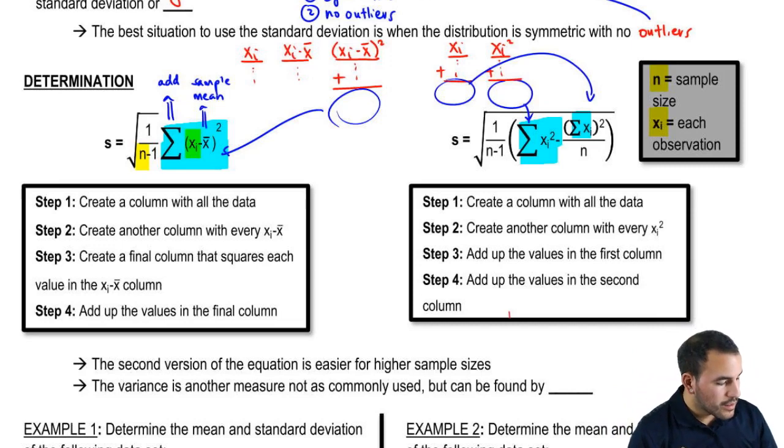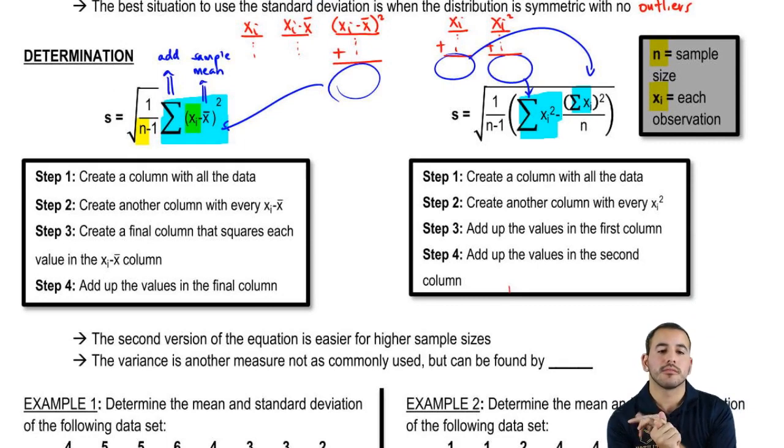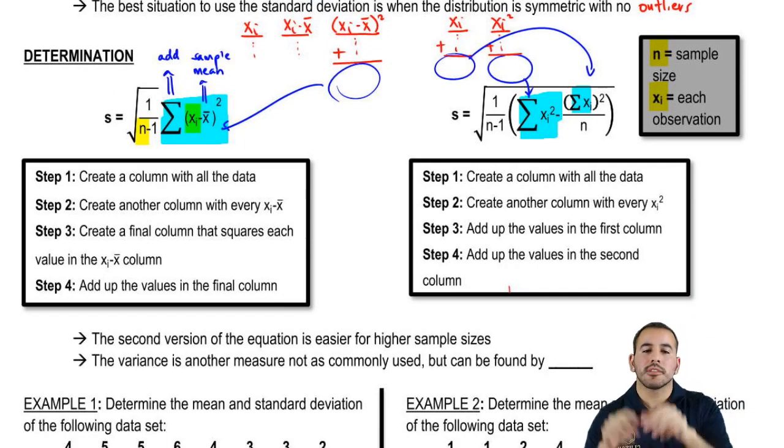Now, once we do that, we just plug all the information in. Again, n is our sample size, times 1 over n minus 1, square root above everything else.